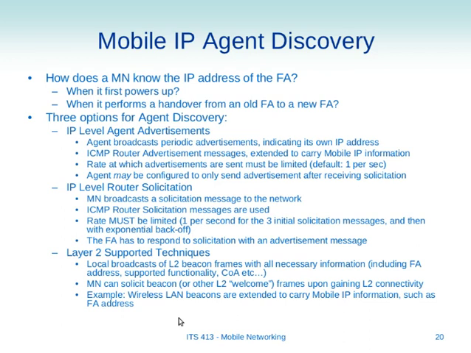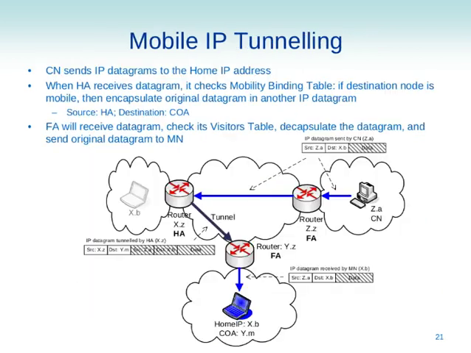So, we discover a foreign agent, we register with our home agent via that foreign agent, and then we have a care of address. The next thing is tunneling. How do we deliver packets from correspondent node to mobile node when it's in a foreign network?